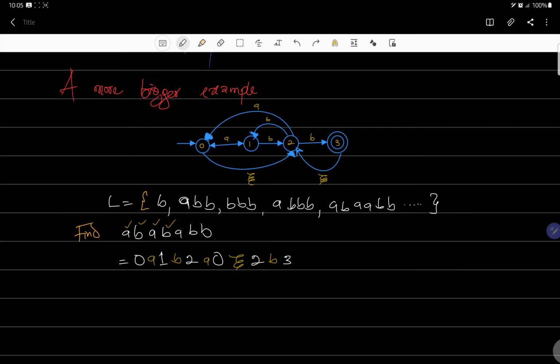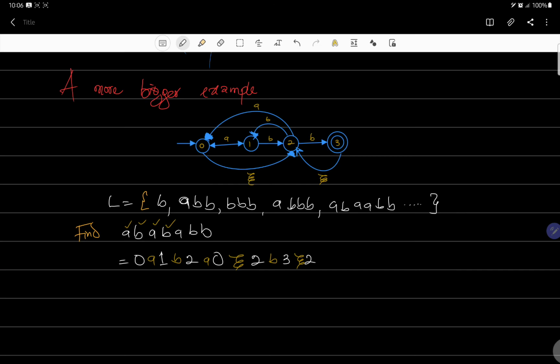Alright, now from there we've achieved our B. Now we want to achieve A. From this 3, we are currently at 3, and we want to achieve A. There is no A coming out, but we have an epsilon. So from epsilon we enter 2. From 3 we enter epsilon, then that gives us a 2.